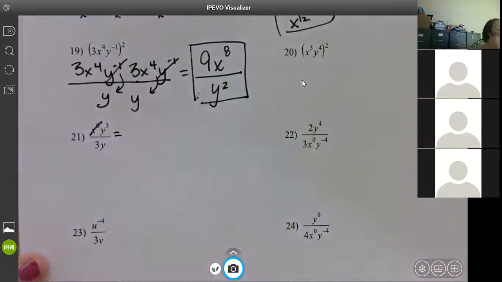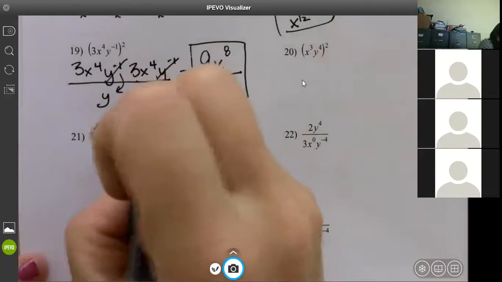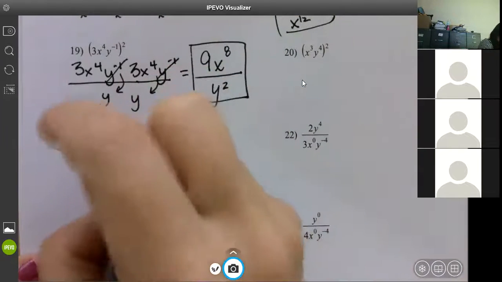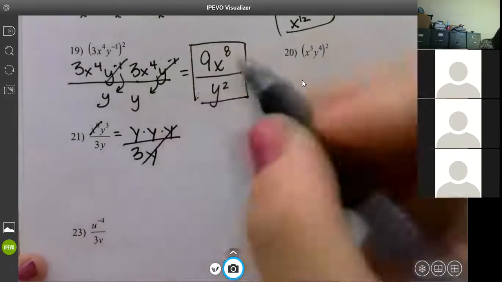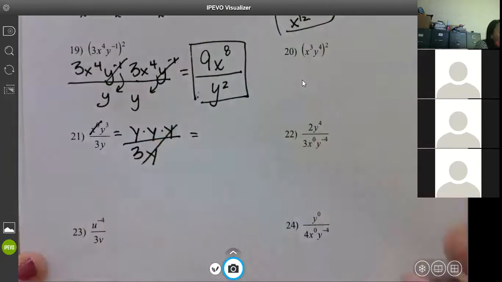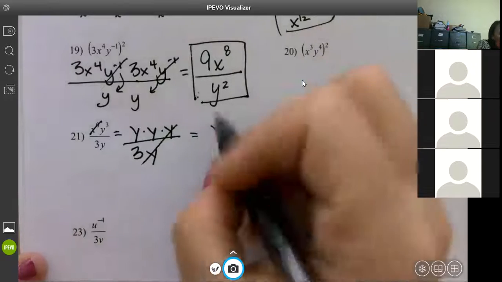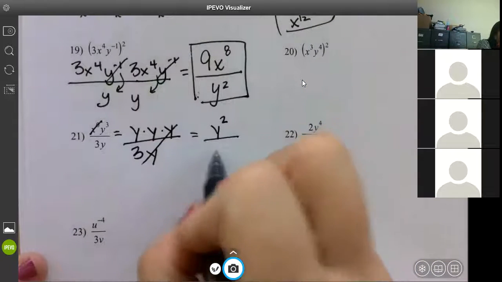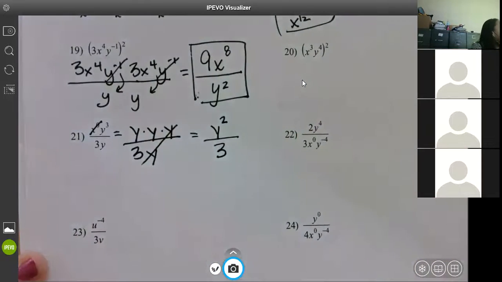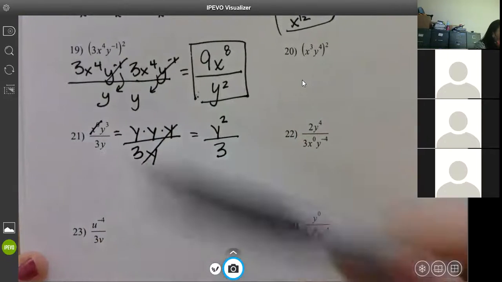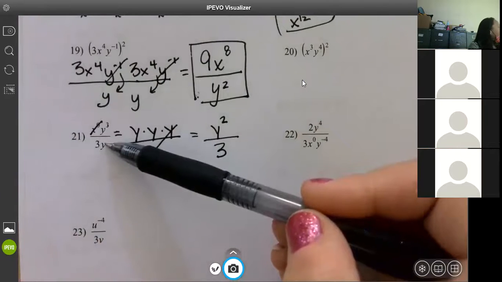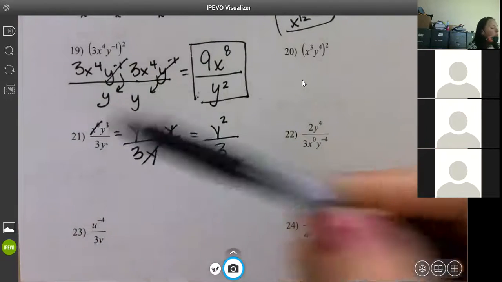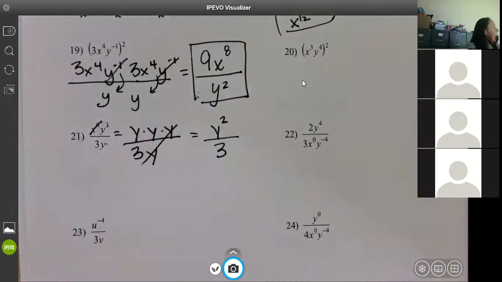If there's something the same on the top and the bottom, you can either write it out, 3 y's over 3 times y. If it's the same on the top and the bottom, we cancel it out, and then we just write our leftovers. What do we have left on the top? y to the second. On the bottom, we have 3. That's it. If you remember the cheater method, what's the difference in 3 and 1? 2. Where's the bigger number? On the top. So I'll leave 2 on the top. Everything else stays the same.